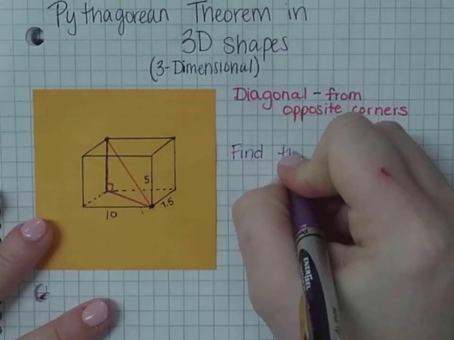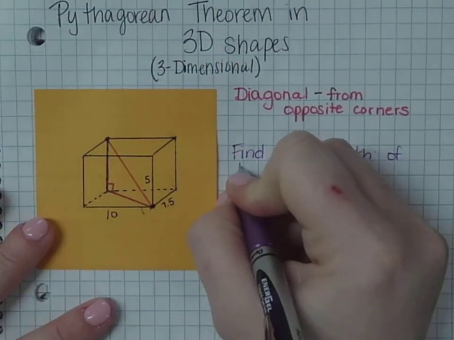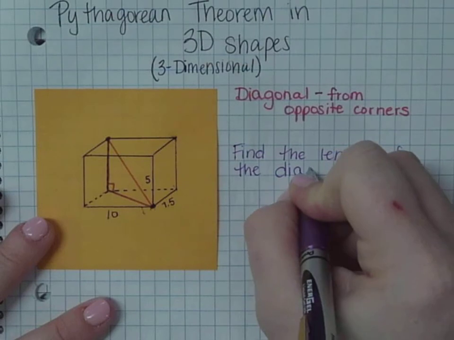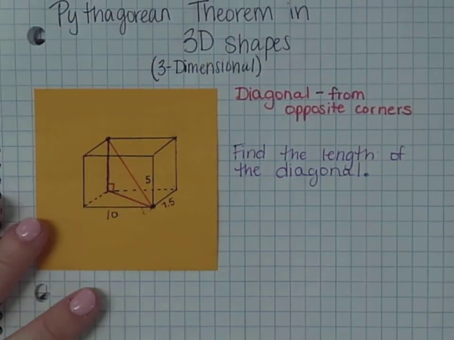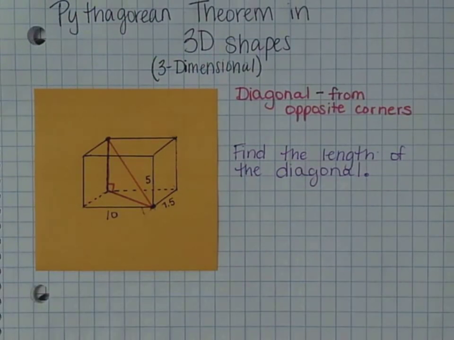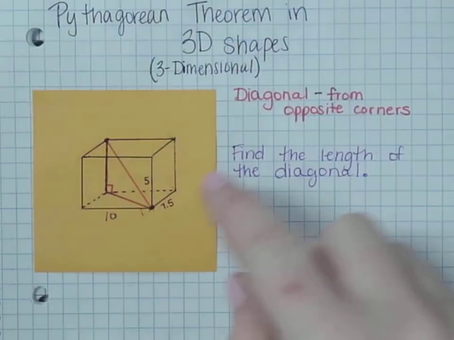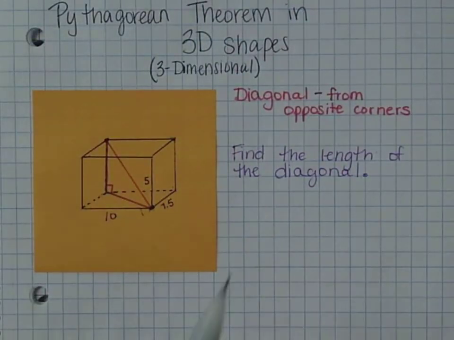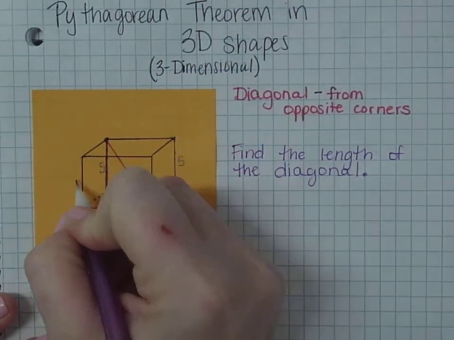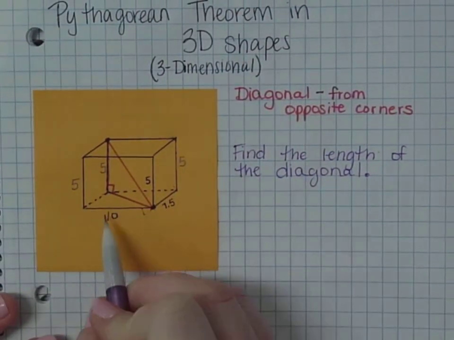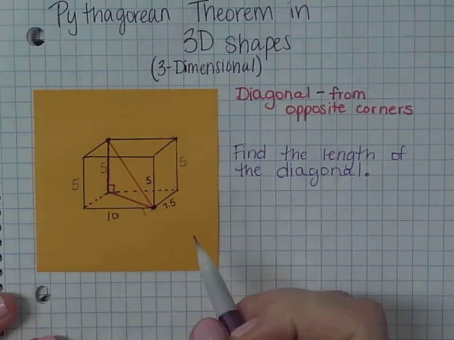Find the length of the diagonal. So we know that in this box, all of these measurements here are 5 inches. So if we wanted to, we could write all the way around. This is 5, so this is 5. Well, if that's 5, then that back there is 5, and this up here is 5. Well, this 10 is actually this front edge. It is not that right there.